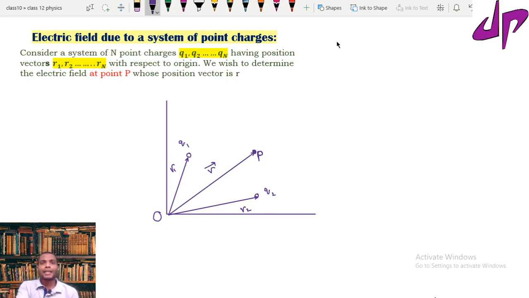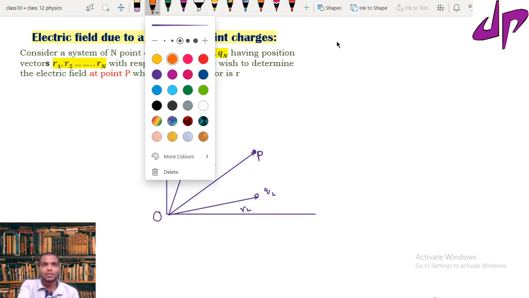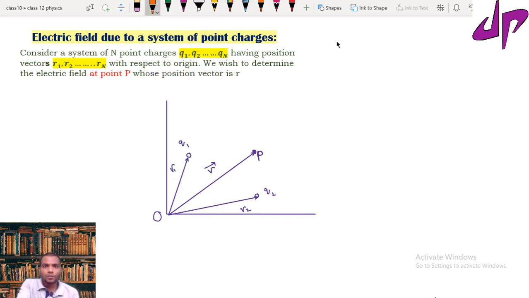Now I would like to find the electric field at point P. For that I need the help of a test charge. So I am bringing Q0, a test charge, to point P. Now I would like to find the forces due to Q1 and Q2 at point P. From the force I will find the electric field. To find the force I need the position vectors.